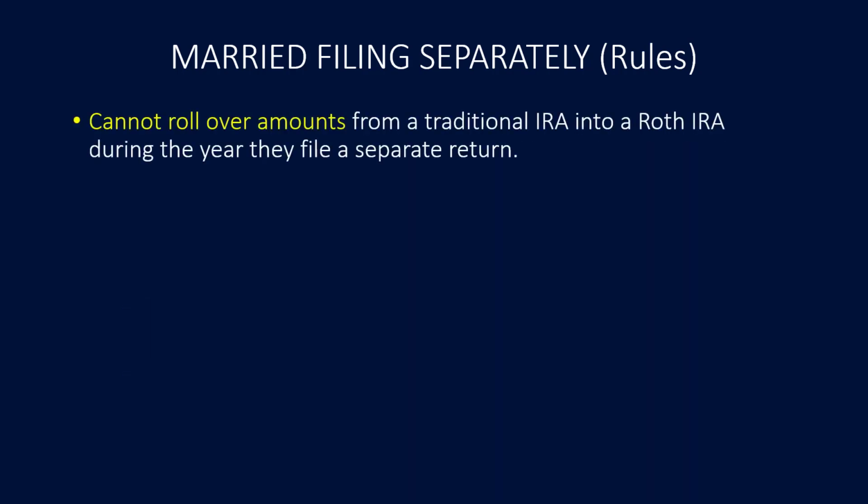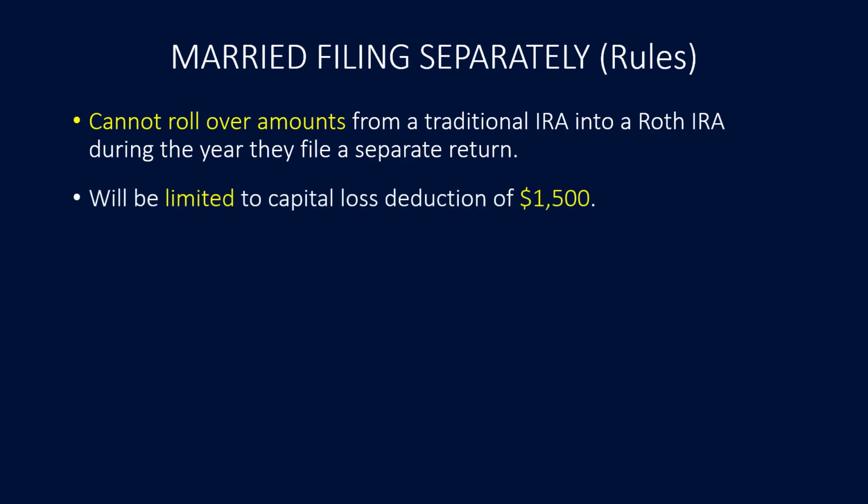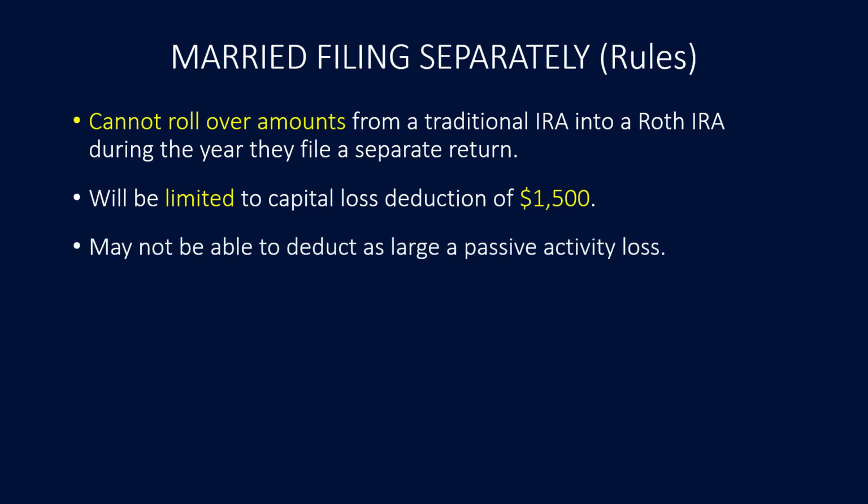You can't roll over amounts from a traditional IRA into a Roth IRA during the year that the taxpayer and spouse file a separate return. Under married filing separately, you'll be limited to a capital loss deduction of $1,500 instead of $3,000 for the married filing joint filing status. You may not be able to deduct as large a passive activity loss if you file separately. Tax rates, again, are generally higher than on a married filing joint return.